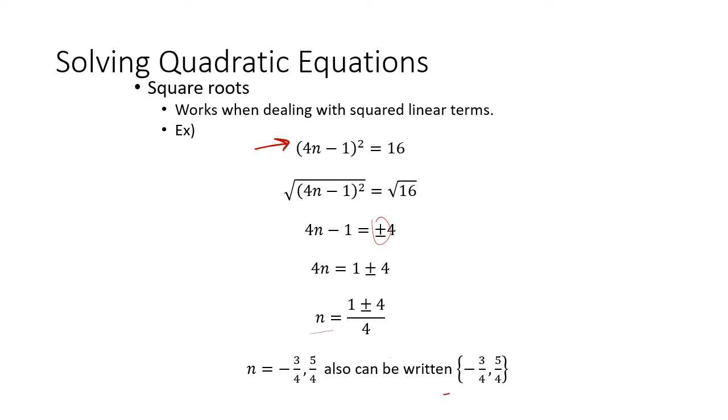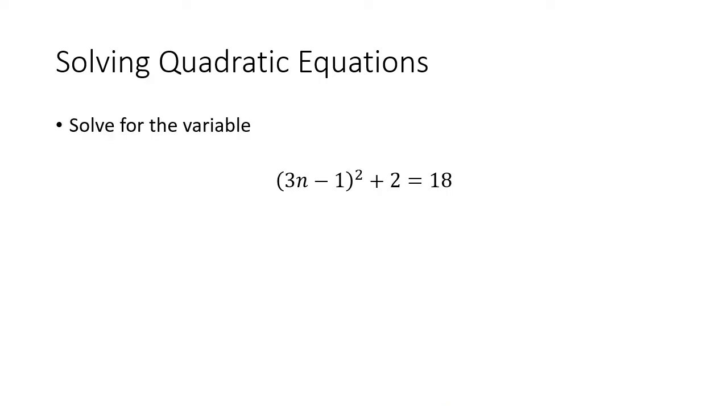Let's do an example of these. So here's one. Now you can't square root both sides right away here. You need to get the squared term by itself first. So we need to subtract 2 from both sides. So we'll have 3n minus 1 quantity squared is equal to 16. Now if we square root both sides, we'll have the absolute value of 3n minus 1 is equal to 4. So 3n minus 1 is equal to plus or minus 4. So 3n minus 1 could equal 4, or 3n minus 1 could equal negative 4.